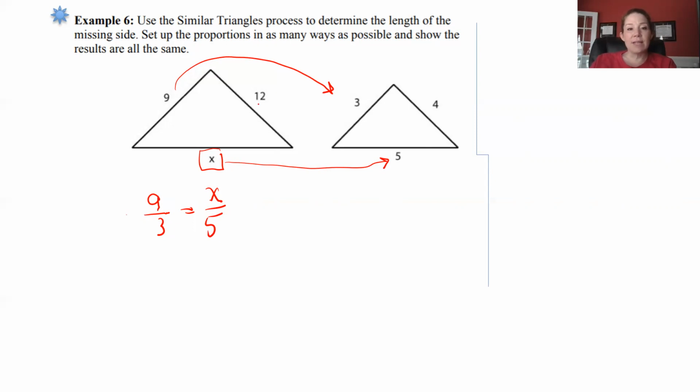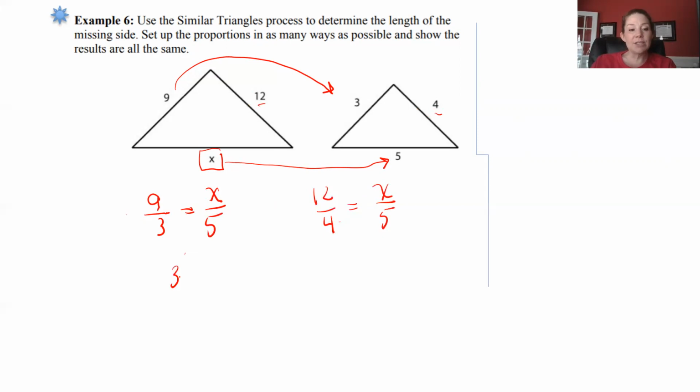We could also use this other side. We could say that 12 corresponds to 4, as x corresponds to 5. They're just saying that no matter which one you use, you're going to get the same answer, because both triangles are similar. Since we can't go from 3 to 5 without multiplying by a whole number, we can, however, use cross multiplication.